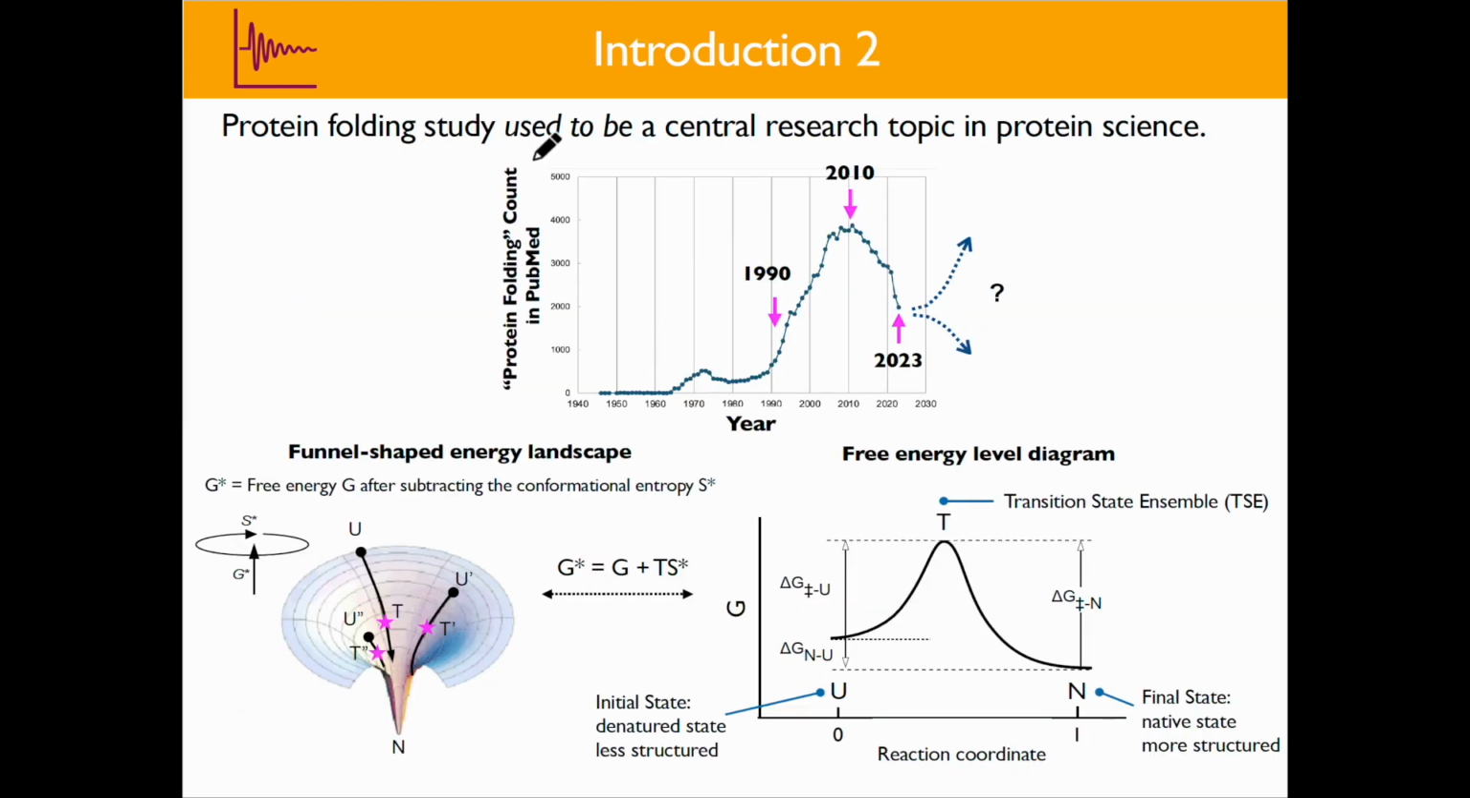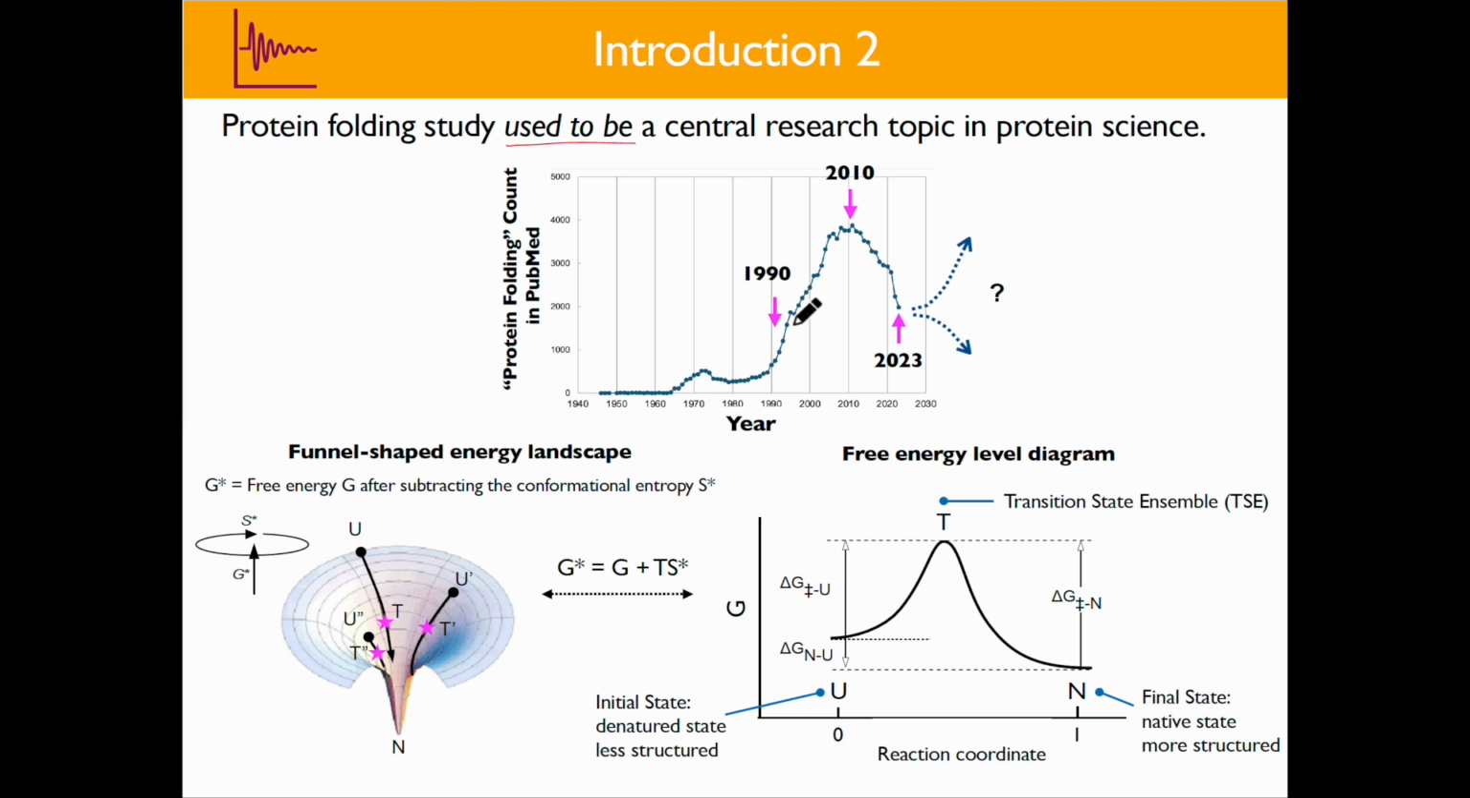Protein folding used to be a central research topic in protein science. This plot shows you the trend in protein folding study. The vertical axis represents the count in the PubMed database. Fifteen years ago there was a peak here, and the surprise occurs in the 1990s.